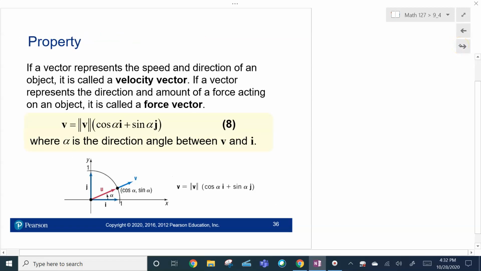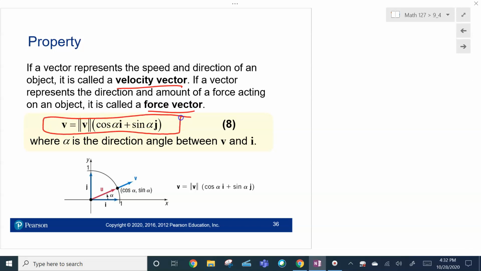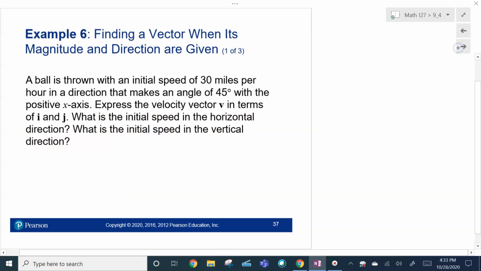Okay, now if a vector represents the speed and direction, it's called a velocity vector. If it represents direction and amount of force, it's a force vector. So here's our equation for these vectors, where you've got alpha being the direction angle for the vector v, and i and j, the unit vectors there. Okay, so let's do an example with this.